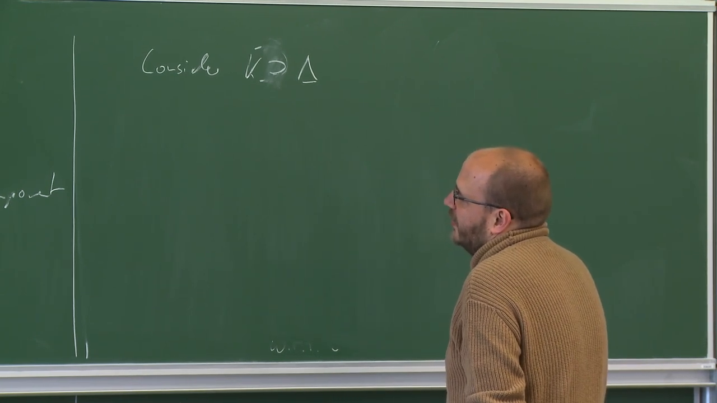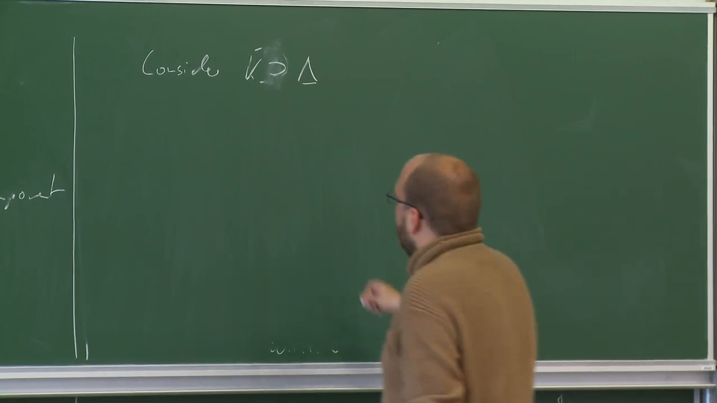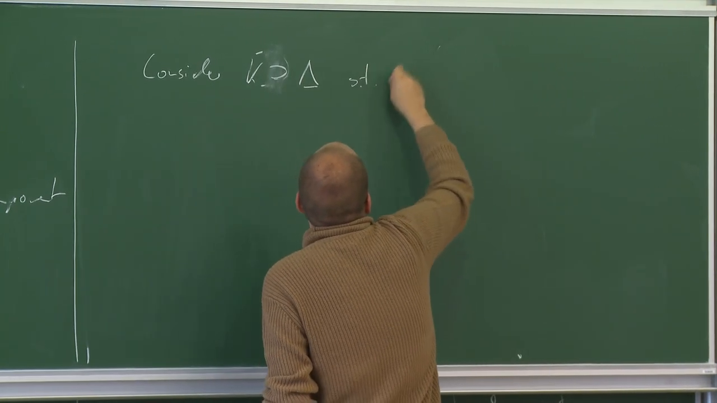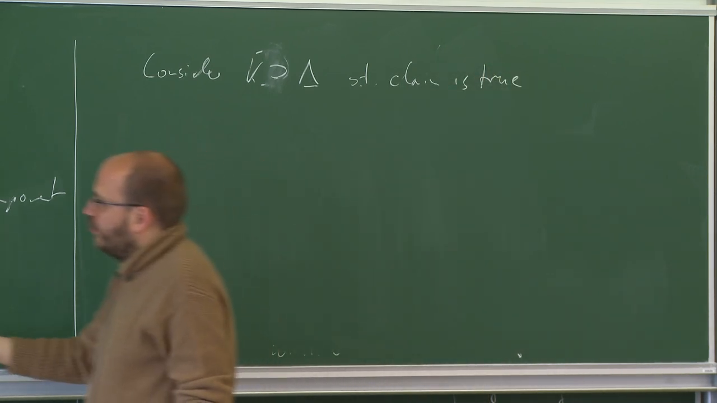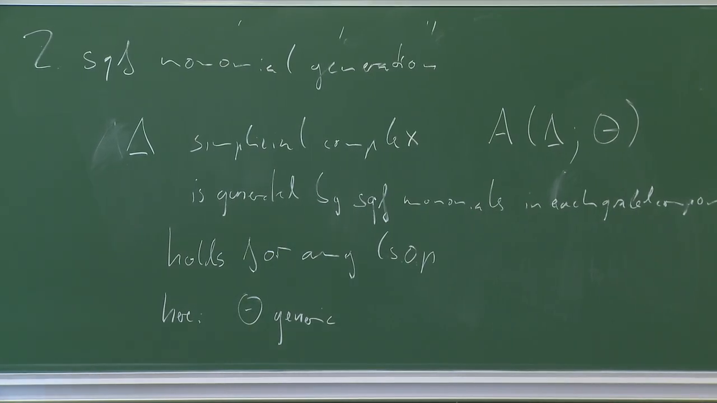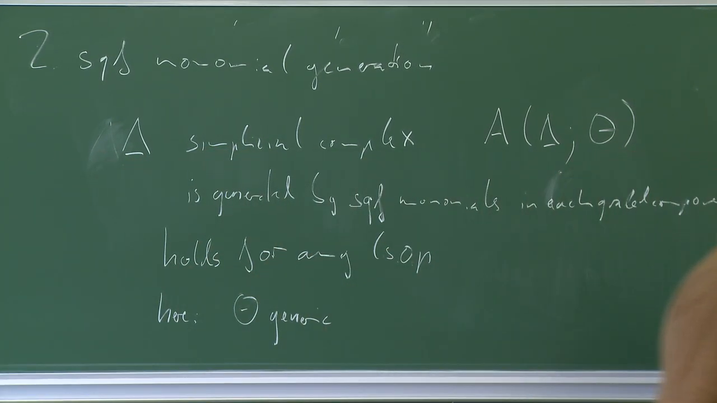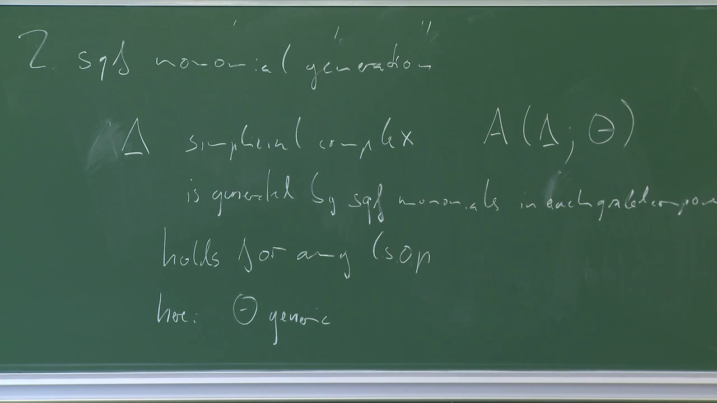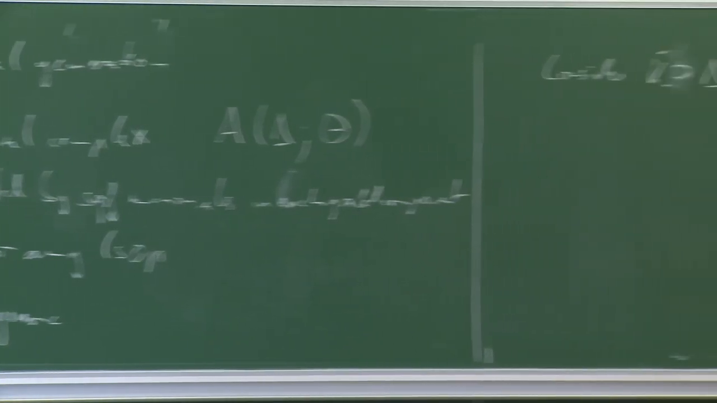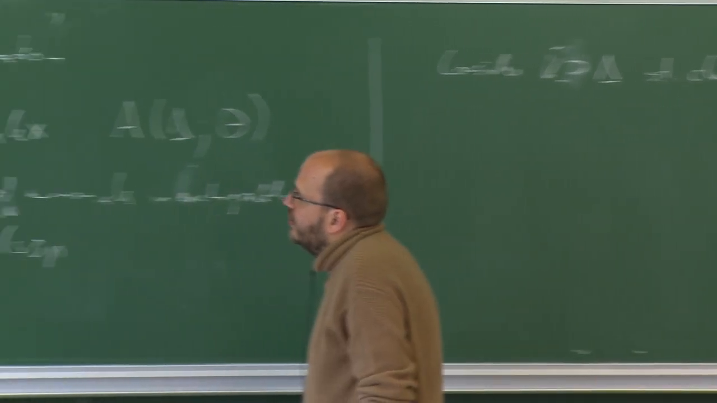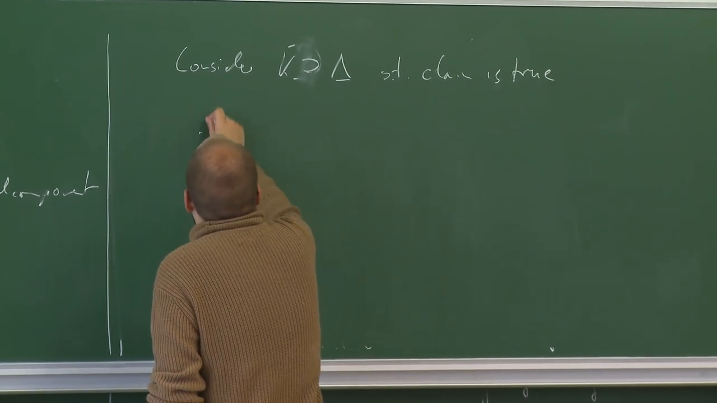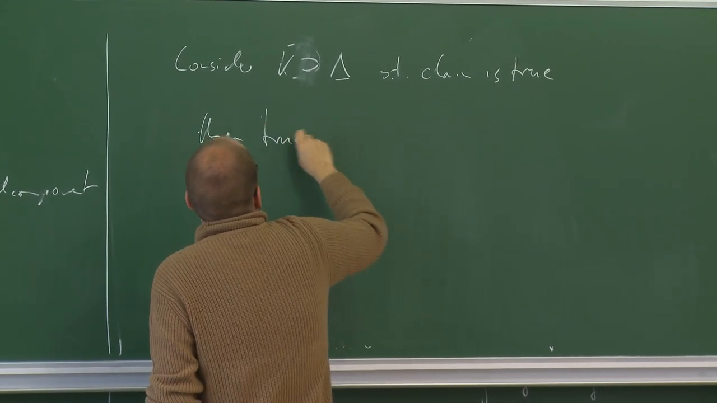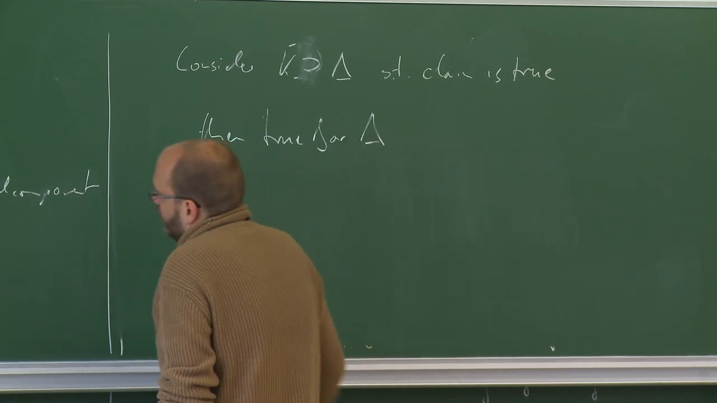So theta generic, such that the claim is true for K. Then it's obviously true for delta as well, because, right, if a larger ring A is generated by square free monomials, then the smaller ring will be. That's fine. So what complex K do I take?